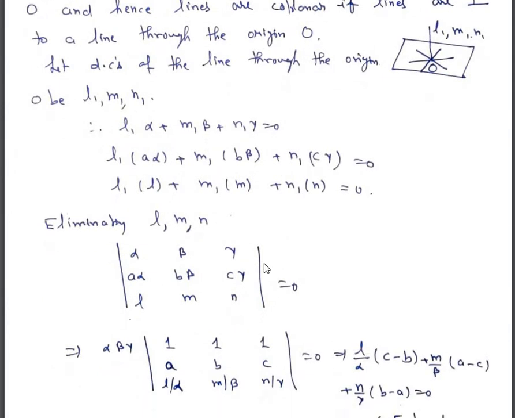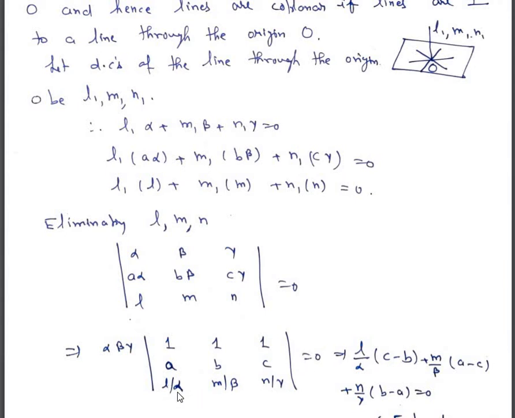Now eliminating L1, M1, N1, we have the determinant of alpha, beta, gamma, a alpha, b beta, c gamma, and l, m, n is equal to 0. Now take alpha common from the first column, beta from the second, and gamma from the third column. So we have alpha beta gamma multiplied by the determinant of 1 a l upon alpha, 1 b m upon beta, 1 c n upon gamma. This should be equal to 0.